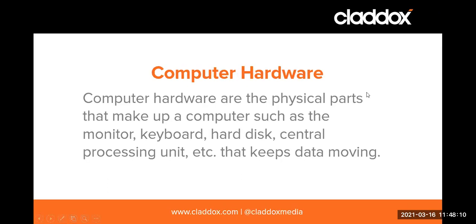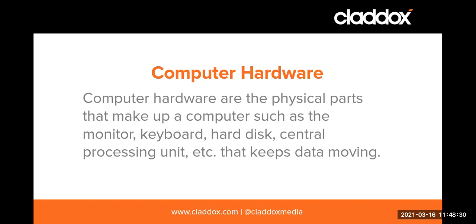So computer hardware are the physical parts that make up a computer, such as the monitor, your keyboard, your hard disk. So I've mentioned hard disk before. That's part of it. That is your ROM, your read-only memory. Then your central processing unit, that's your CPU, and it keeps your data moving.